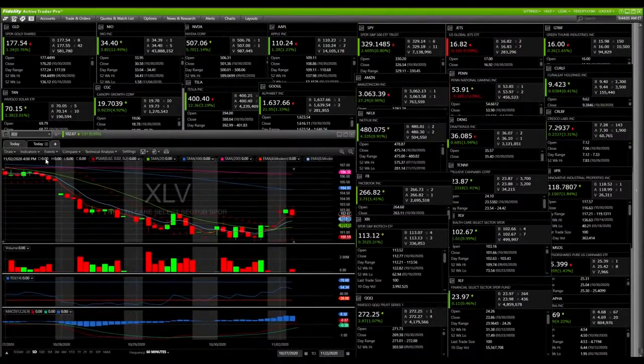Let's check in on XLV and where its hourly support is. Plenty of space. So both XLV and XLF, even though we are pulling back since the bell has rung, they both have plenty of space to be looking for an hourly higher low to form.